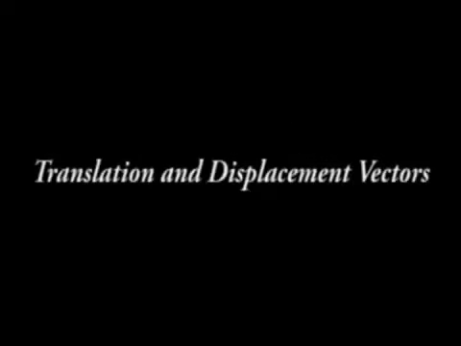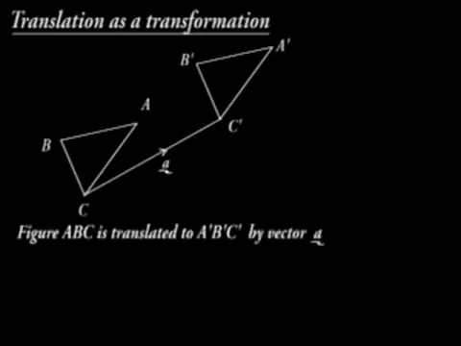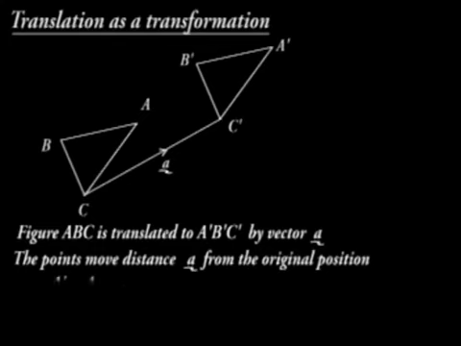Translation and displacement vectors. Translation as a transformation. Consider the figure below. Figure ABC is translated to A prime, B prime, C prime by vector A. The points move distance A from the original position. A prime is A plus vector A, B prime is B plus vector A, and C prime is C plus vector A.